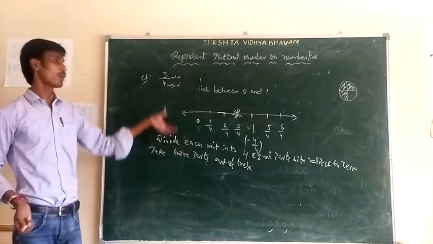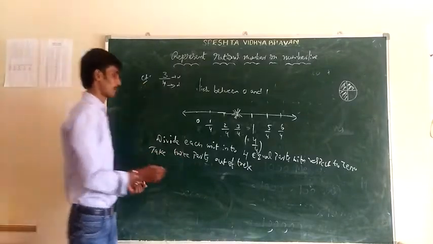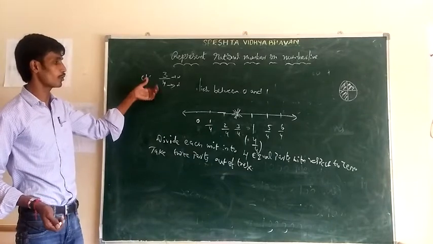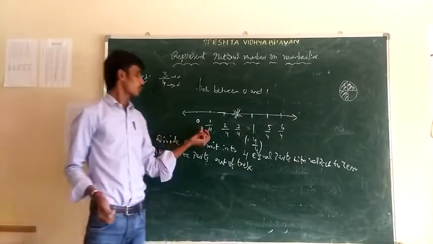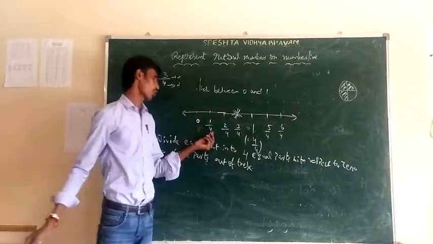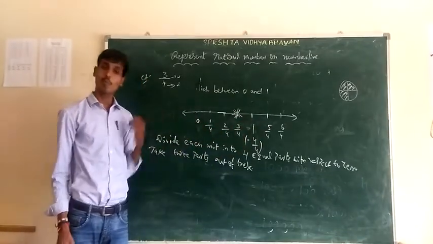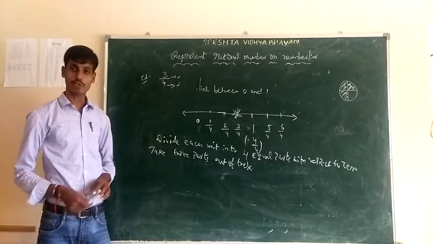Take 3 parts out of this. Okay. So how to represent the position of 3/4? It is the third position towards right side of 0. Why? Because it is the positive sign. That means it is the positive rational number.